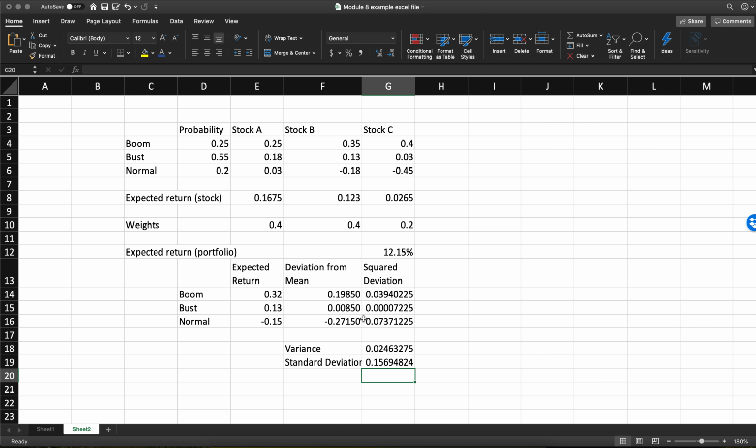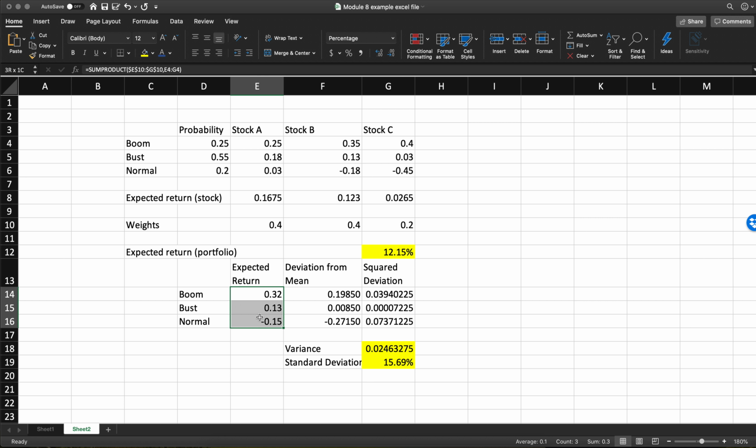Let me make this column wider. Let's put this in percent terms. And I want to draw your attention to these 3 numbers. 12.15% is the return, 0.0246 is the variance, and 15.69% is the standard deviation in return.